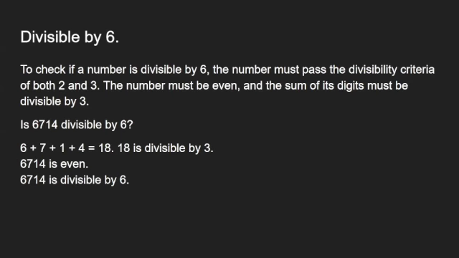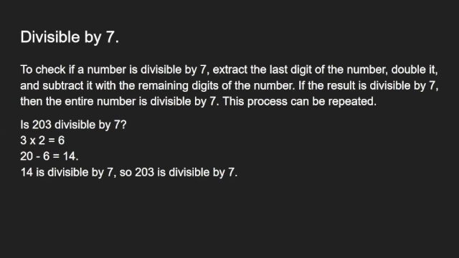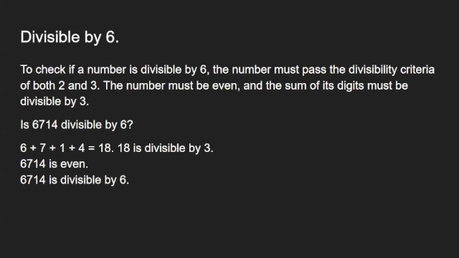Divisible by 6. To check if a number is divisible by 6, the number must pass the divisibility criteria of both 2 and 3. The number must be even, and the sum of its digits must be divisible by 3. So is 6,714 divisible by 6? Well, we sum the digits up, and the sum of the digits is 18. 18 is divisible by 3. 6,714 is even. So that means 6,714 is divisible by 6.